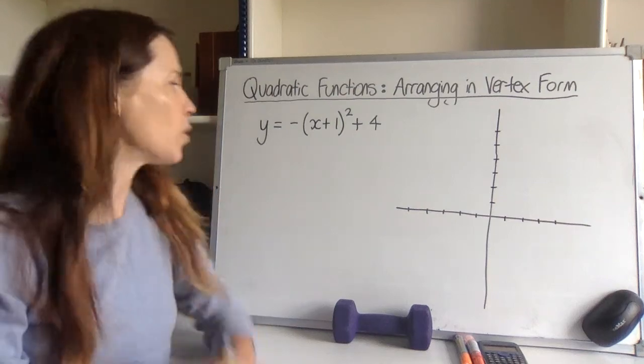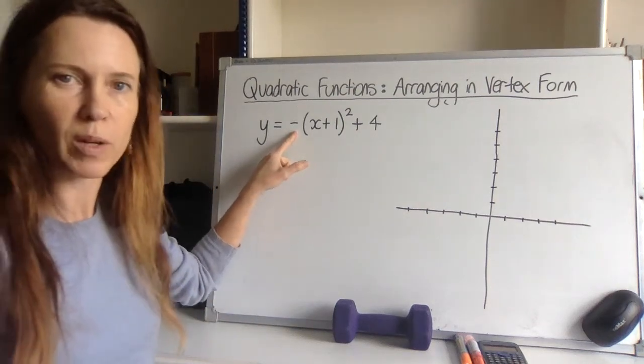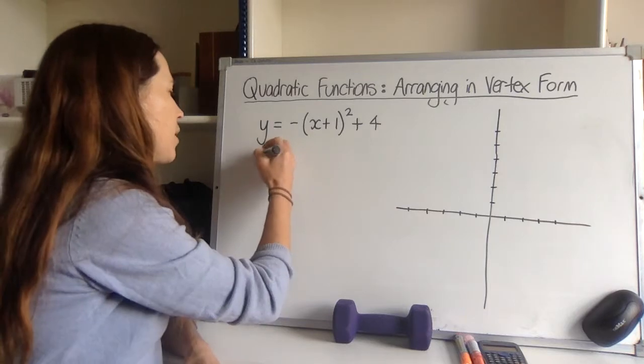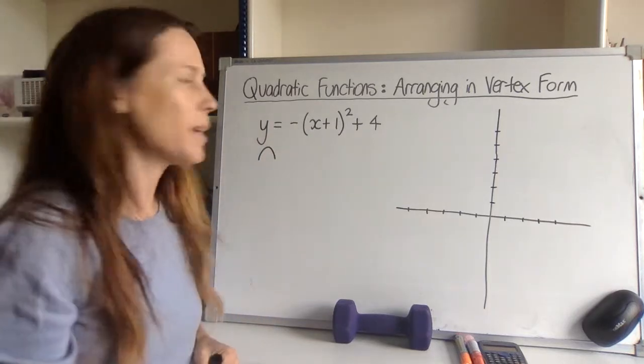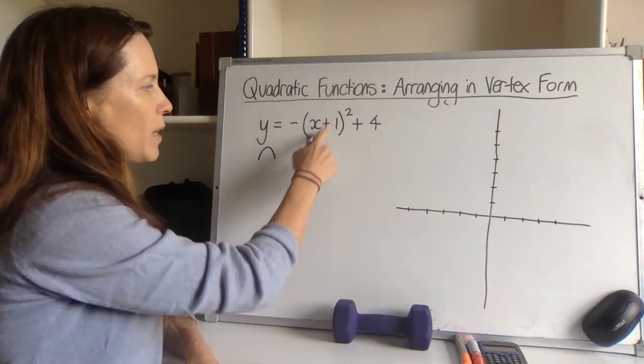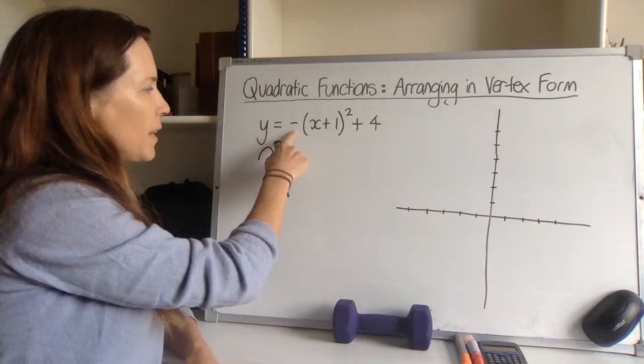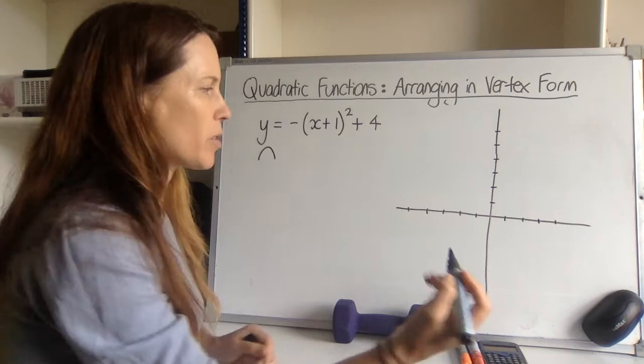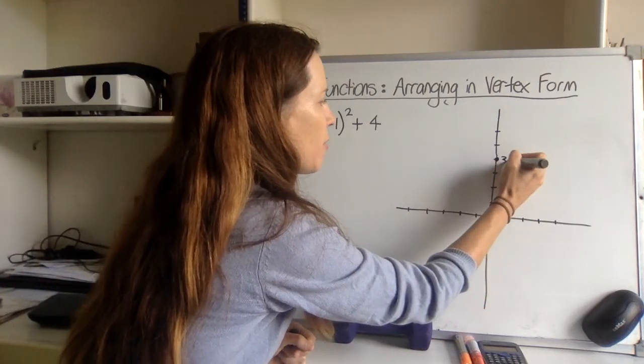In this next example, I've got an a value of -1, and that tells me that it's an upside down problem. Step 2, find the y-intercept, is quite straightforward. Let x equal 0. So here we just have 1 squared, which is 1, multiplied by negative. So we've got -1 plus 4, which is 3. So I can put that straight onto my graph.